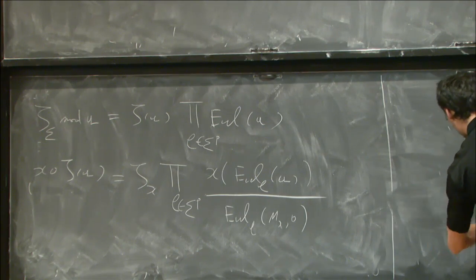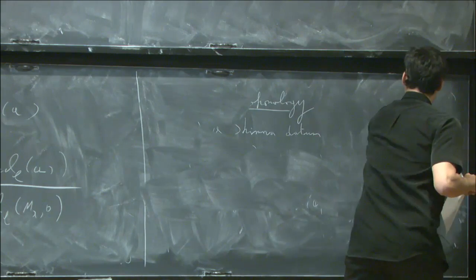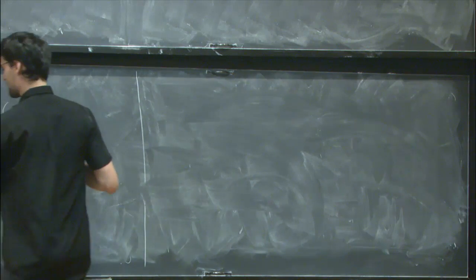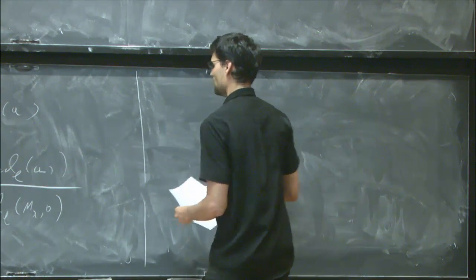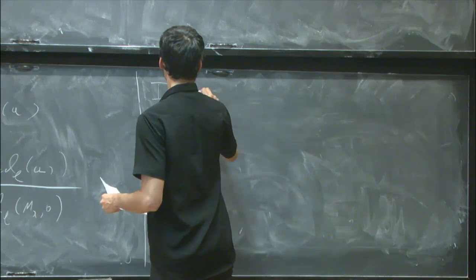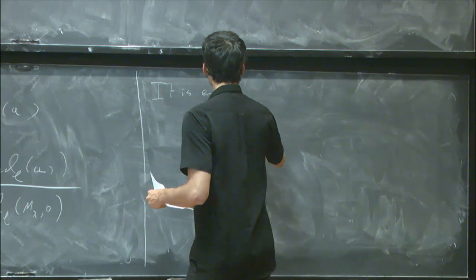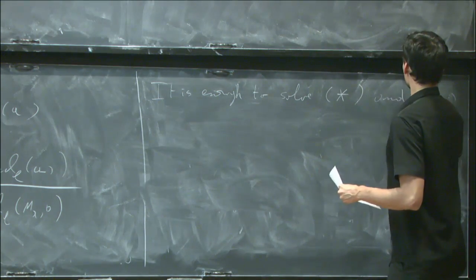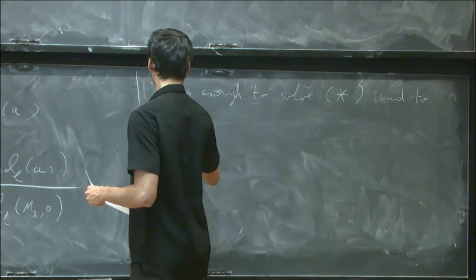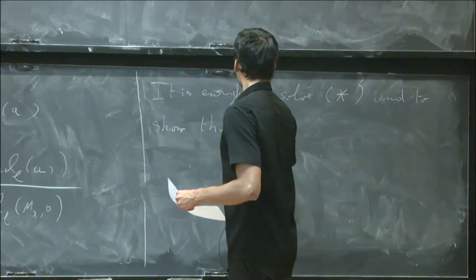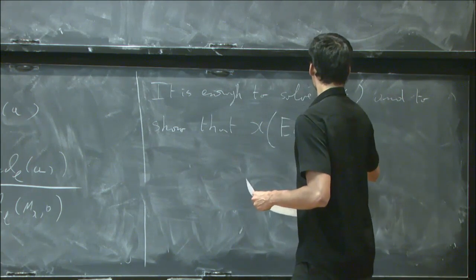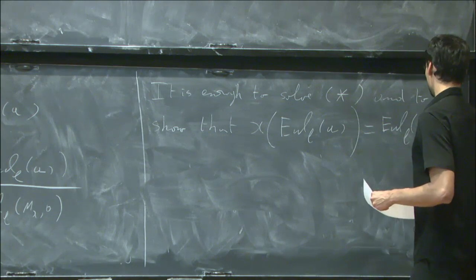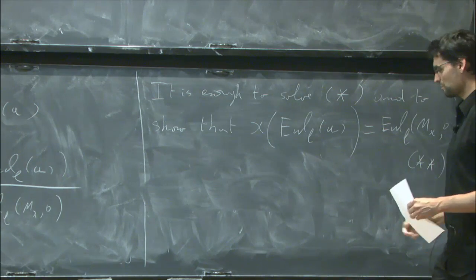But if you recall the conjecture, we want that x composed with zeta A is zeta x. So we want this to be 1. So it is enough to solve the first problem and to show that the image of the Euler factor is equal to the Euler factor at the image. And that I will call star star.